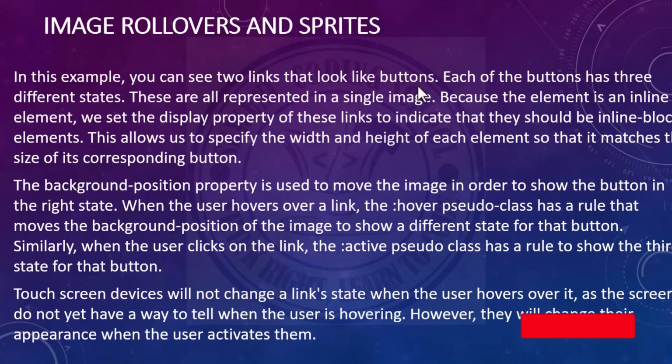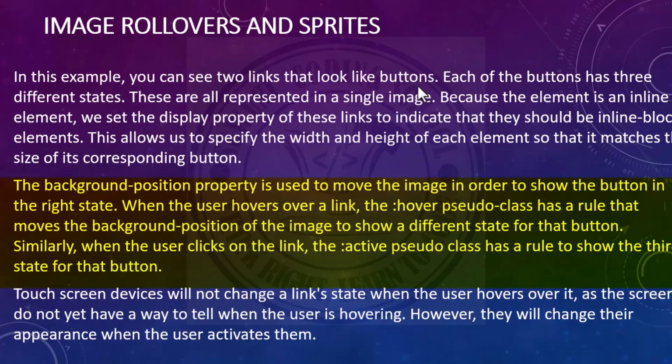We also realize that the background position property is used to move the image in order to show the button in the right state. When the user hovers, like I was explaining, when I hover over a link, the hover pseudo class has a rule that moves the background position of the image to show a different state of that button. Similarly, when the user clicks on the link, the active pseudo class has a rule to show the third state.